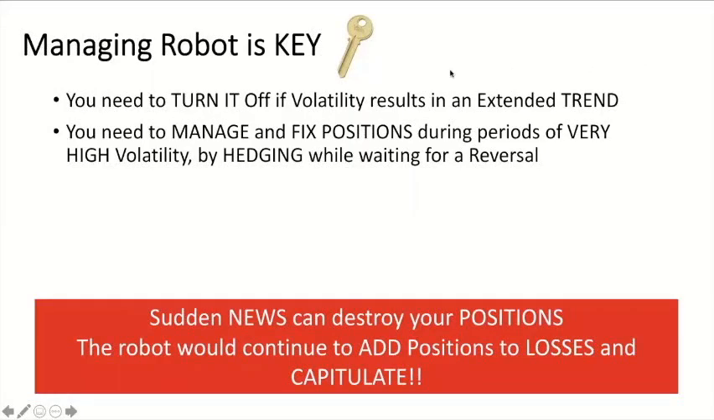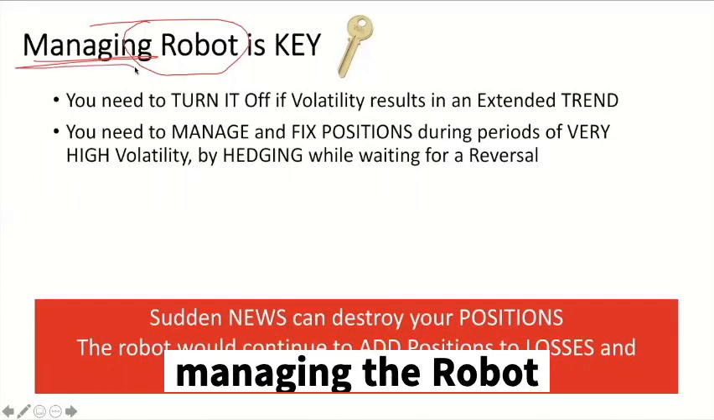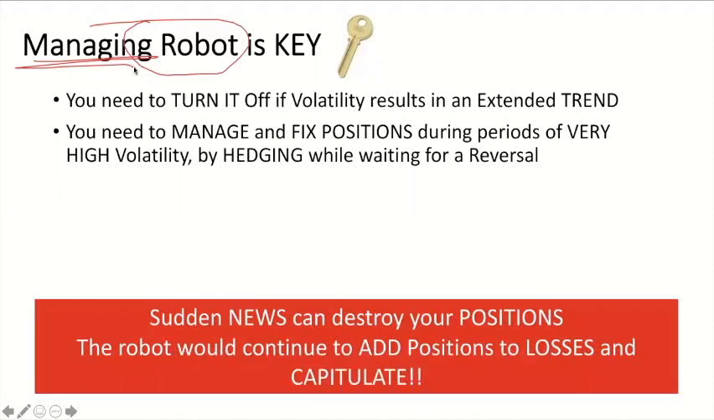So another thing that you need to do here is basically managing the robot. This is very, very key. It's not something that you just turn on and forget. If you do that, I guarantee you're going to lose money. So you need to turn it off if volatility results in an extended trend.